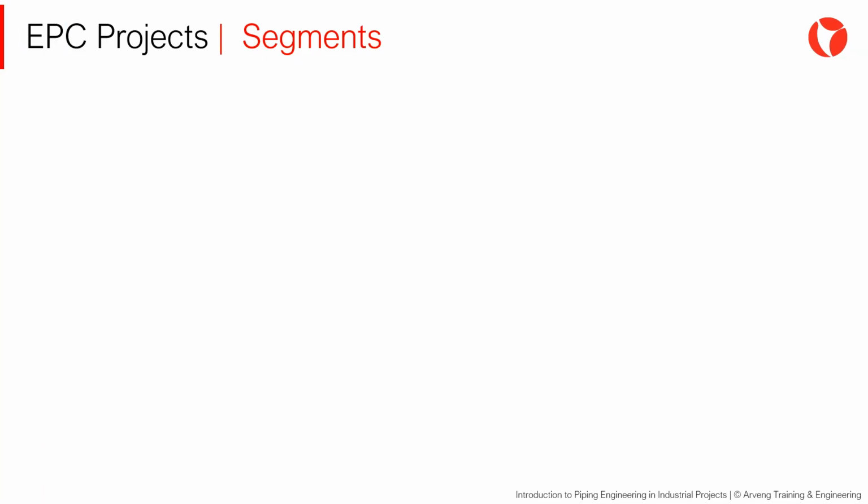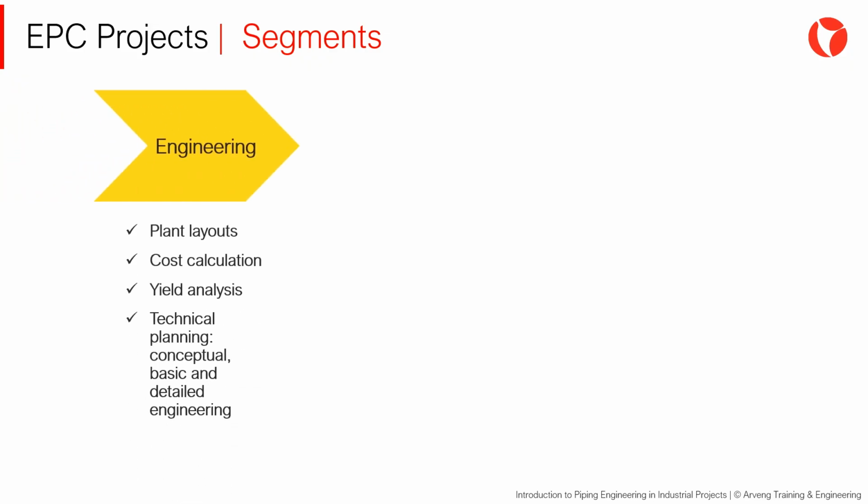EPC projects are divided into the corresponding segments. Engineering, where all the technical documents are developed. Drawings, conceptual, basic, and detailed engineering. Material and services estimation, process details, etc. This is the segment in which all the rest of the activity is based.